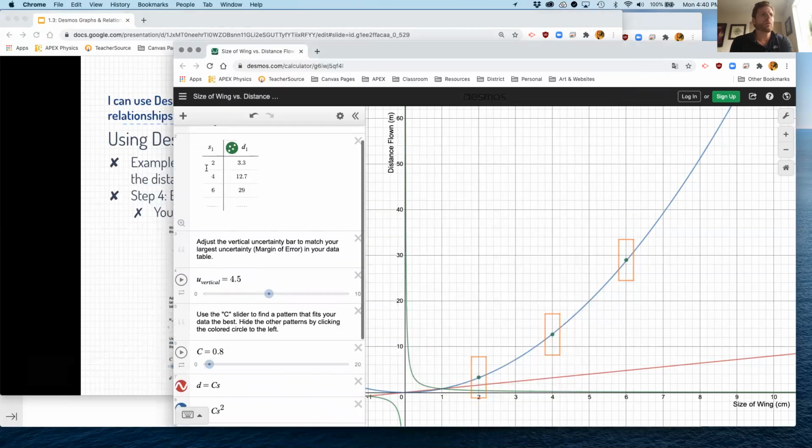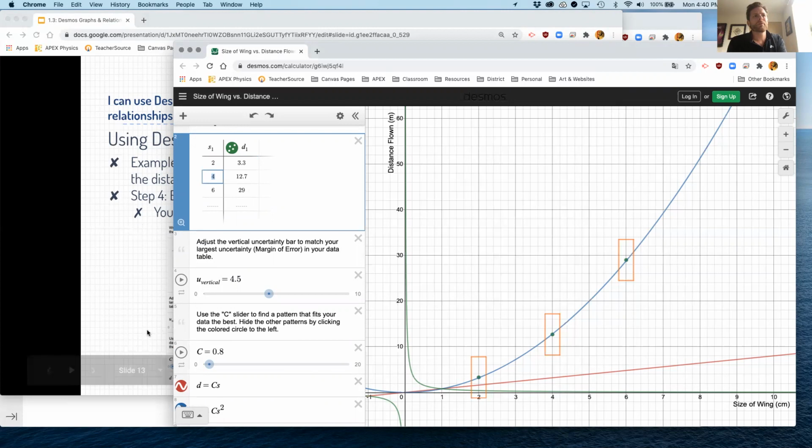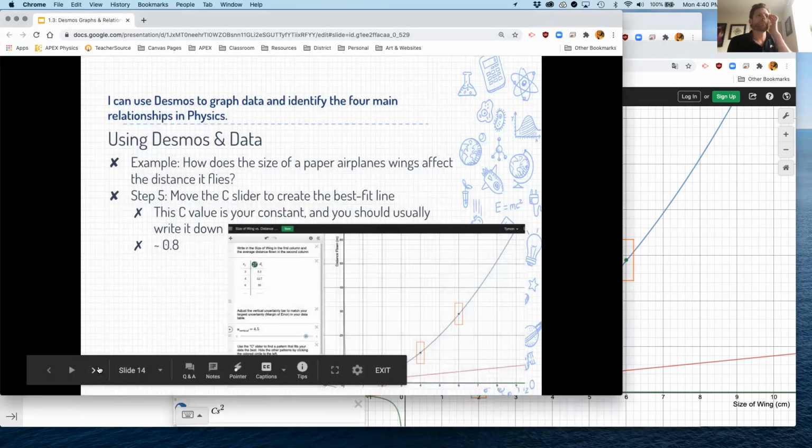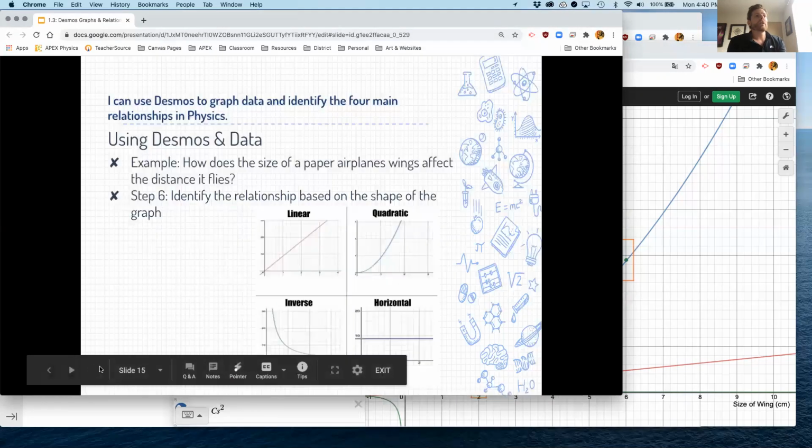Okay, I'm going to delete these just because if you want to put them in there, actually, you know what, I'm going to keep it like that. If you want to put them in there, you can. Okay, cool, cool. So that is using Desmos.